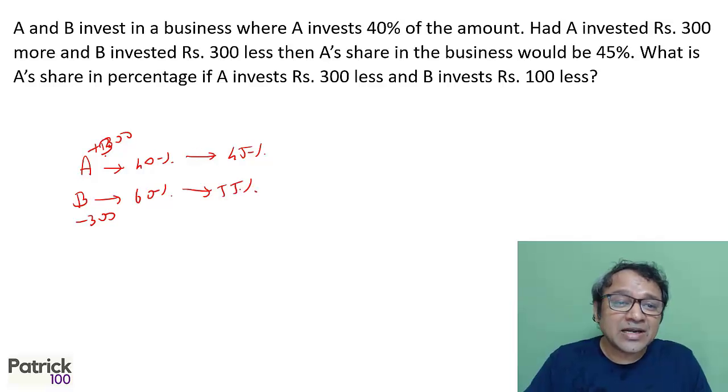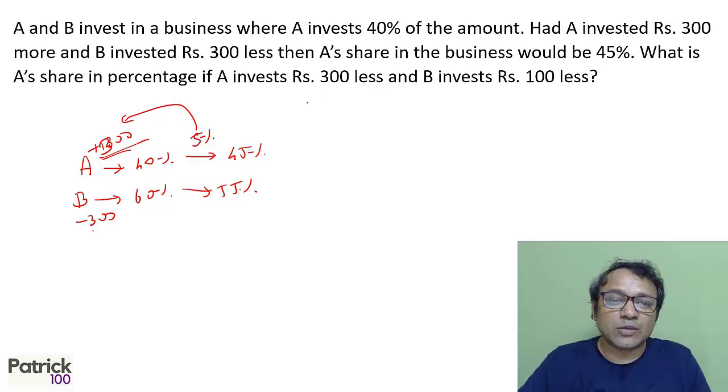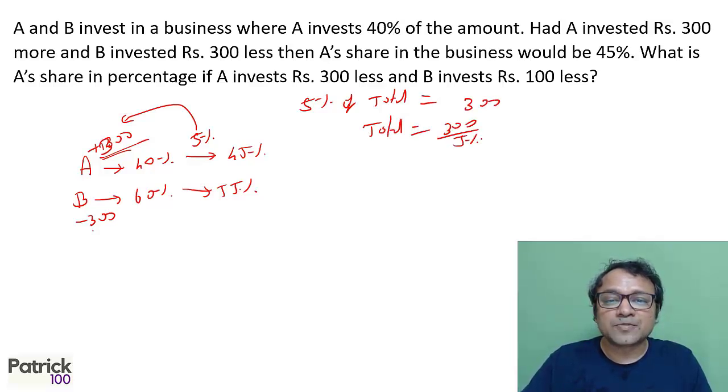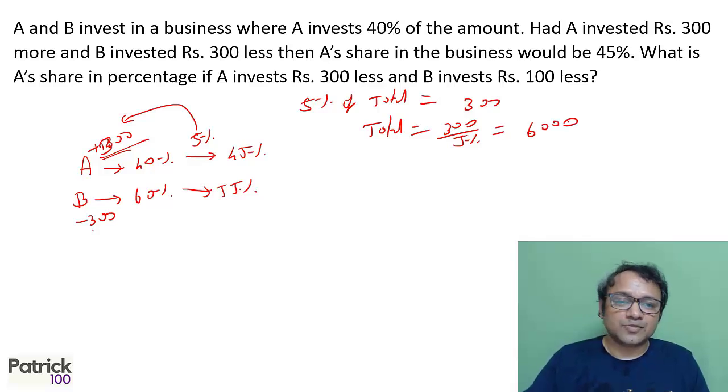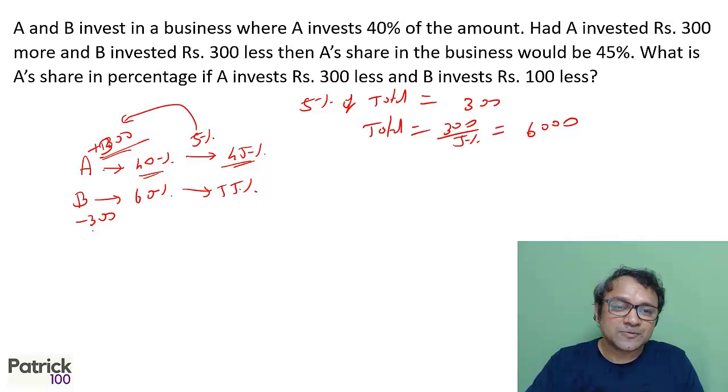That means this extra 300, because plus 300 minus 300, the total amount is the same. So this extra 5% is because of this 300, 5% of the total. This extra 5% of the total is equal to 300. So the total amount becomes 300 upon 5%, which is 6,000 rupees. The difference between 40% and 45% of the total is 5% of the total, which is 300 rupees. So we get the total as 6,000.